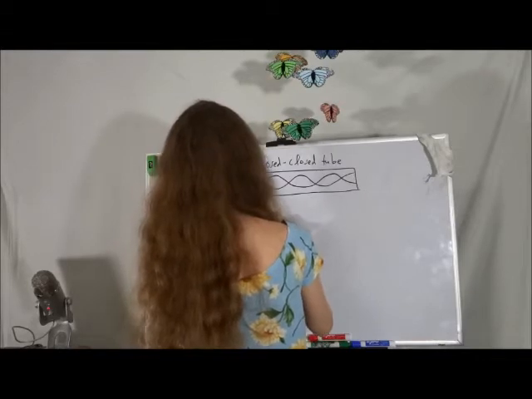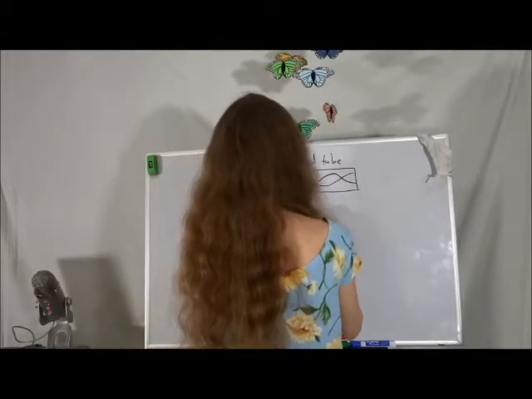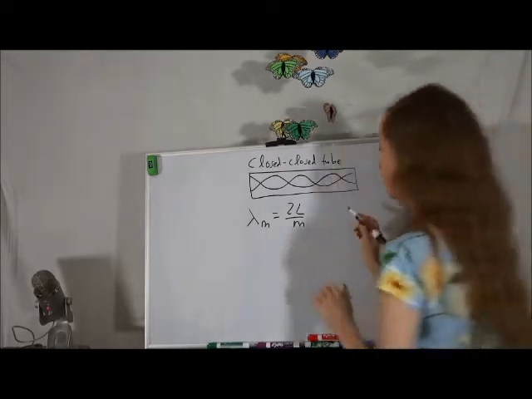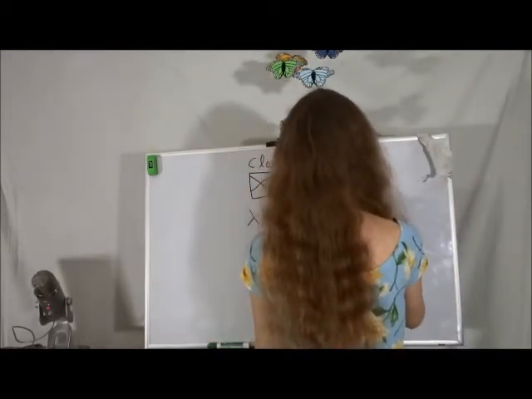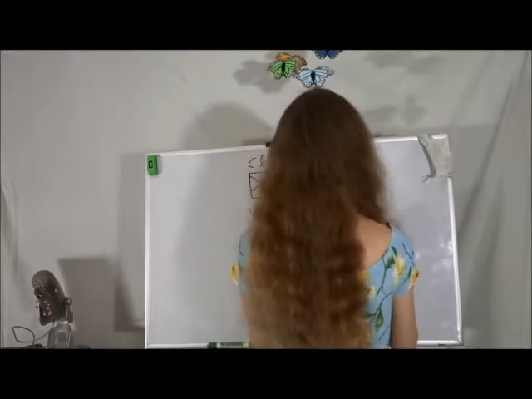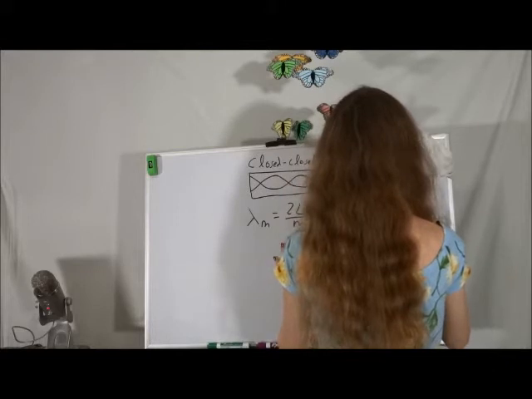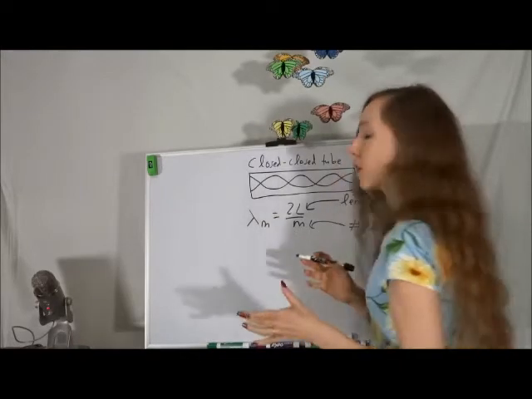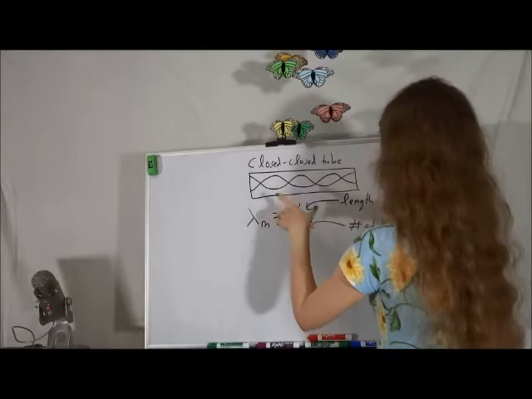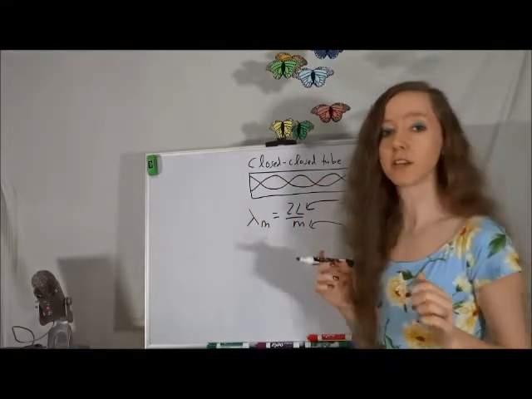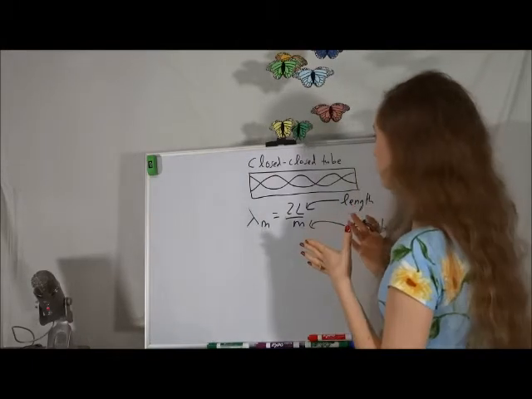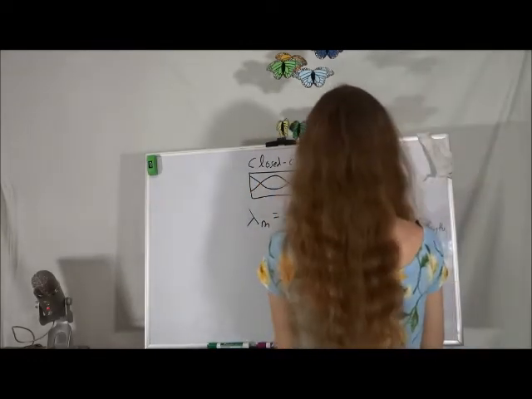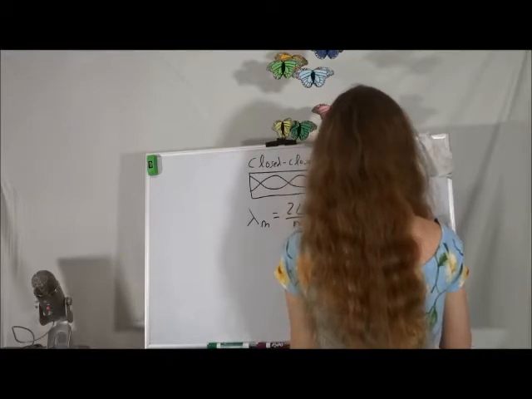So we're going to have lambda m is equal to 2L over m still, and that m is still going to be the number of half wavelengths, but it's no longer going to be the number of antinodes. So this is our length, and this is the number of half wavelengths. But if we count our antinodes here, we have 1, 2, 3, 4, 5 antinodes, whereas we only have 4 half wavelengths. So for the closed tube, what we want to count instead are the number of nodes. So we have 1, 2, 3, 4 nodes. So instead it is the number of nodes.